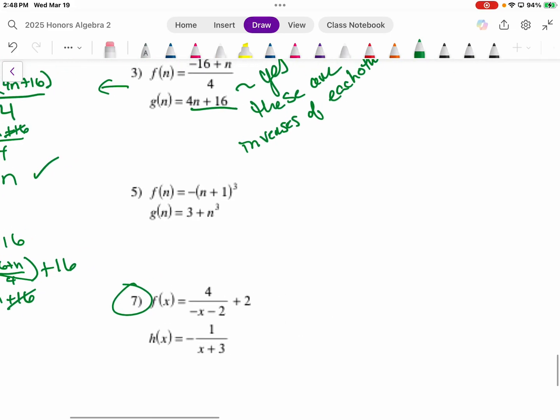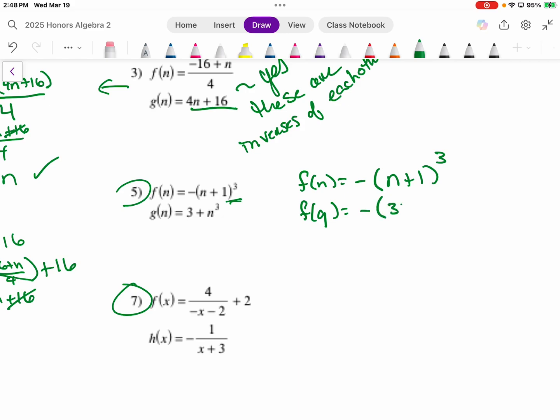But before we do 7, let's do 5. Let's get this cube power one in there. All right. I'm going to start with the f: negative parenthesis n plus 1 quantity cubed. Now I'm going to put the g in for that. So negative parenthesis 3 plus n cubed, plus 1 cubed, equals, all right, let's see. That's a negative.